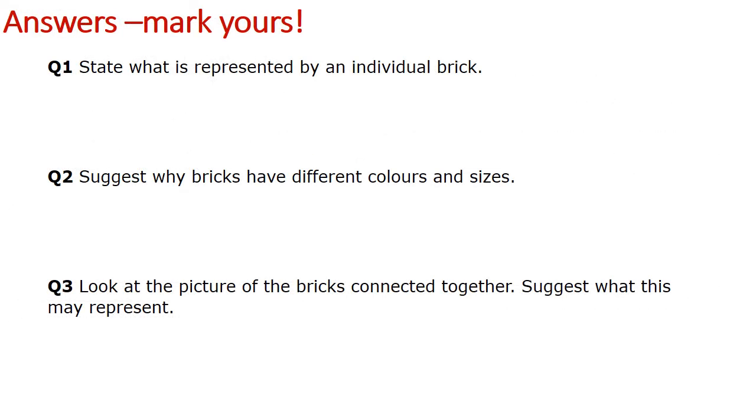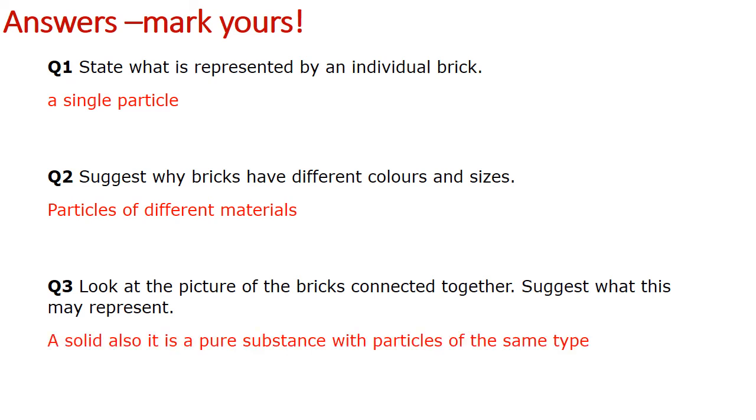Right, so we're going to work through the questions now. So what's represented by an individual brick? It's of course a particle of a substance. Bricks have different colours and sizes. So we don't have any different sizes in our pictures, but you may well have had in Lego bricks that you had picked up. So different colours are particles of different materials, and different sizes because different particles can have different sizes.